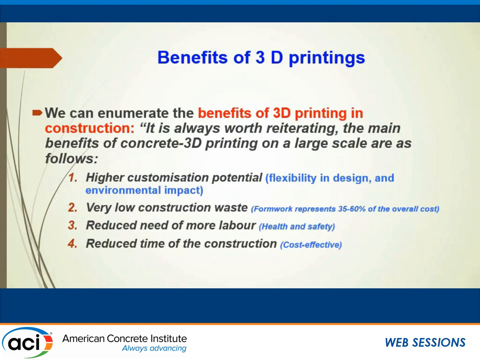Now, as we said before, there are some advantages and benefits of 3D printing. Of course, it is highly customizable. We can have architectural flexibility, as we saw in some videos. And also it produces very low construction waste. As we showed in some figures, it reduces formwork, which is usually between 30 to 60% of overall cost. It reduces the need for more labor, as I said. It improves health and safety, because more people are injured in construction compared to other industries, and it costs money for insurance and also for the NHS, National Health Service. It reduces the time for construction, as I said before.